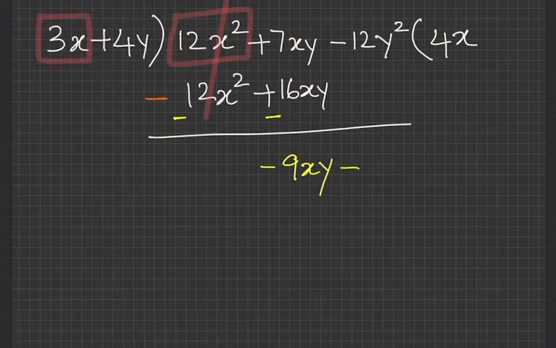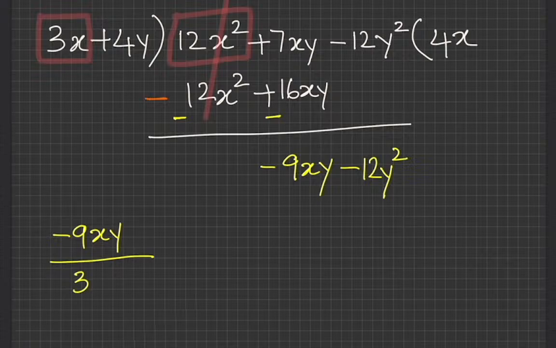Then I'm going to bring down negative 12y squared. Right? So I have a negative 9xy. I'm going to divide that by 3x. So I have a negative 3y. Correct? I have a negative 3y, which is going to be the next term in my quotient.